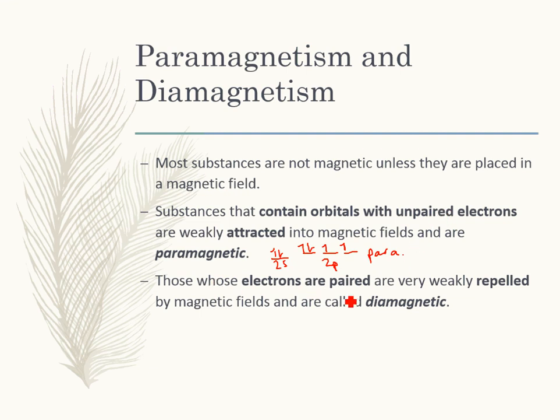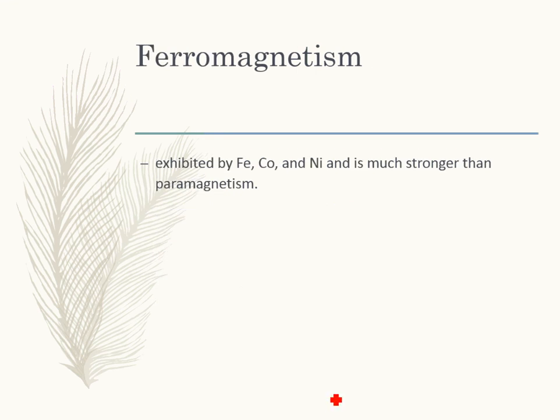Those whose electrons are paired are very weakly repelled by magnetic fields and are called diamagnetic. That would be anything where you have all paired orbitals. So that's fairly straightforward, a little brief memorization piece. So keep in mind what that means. That we need to put in contrast with ferromagnetism. Ferromagnetism is much stronger than paramagnetism and is exhibited commonly by metals like iron, cobalt, and nickel. And that concludes this video.